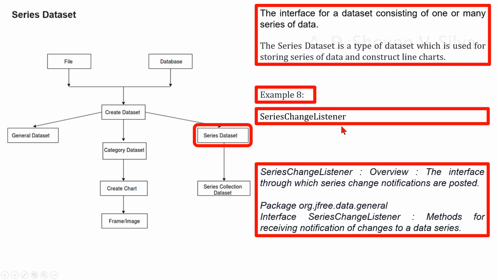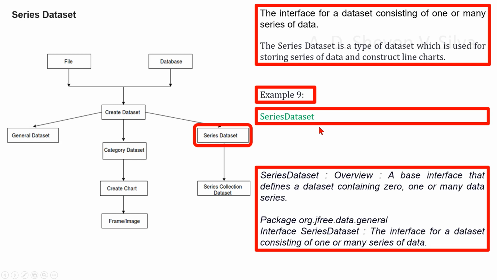Overview: series change listener, the interface through which series change notifications are posted. Interface series change listener, in package org.jfree.data.general, defines the methods for receiving notification of changes to a data series. Typically, a dataset will implement this interface to receive notification of any changes to the individual series in a dataset, which will normally be passed on as a dataset change event.